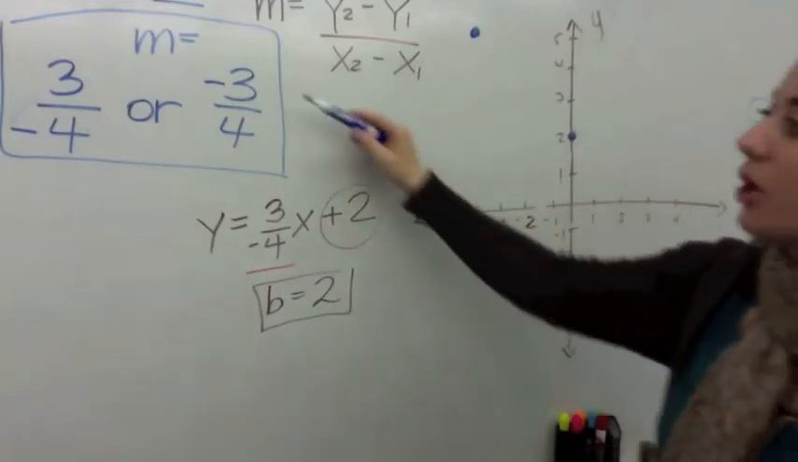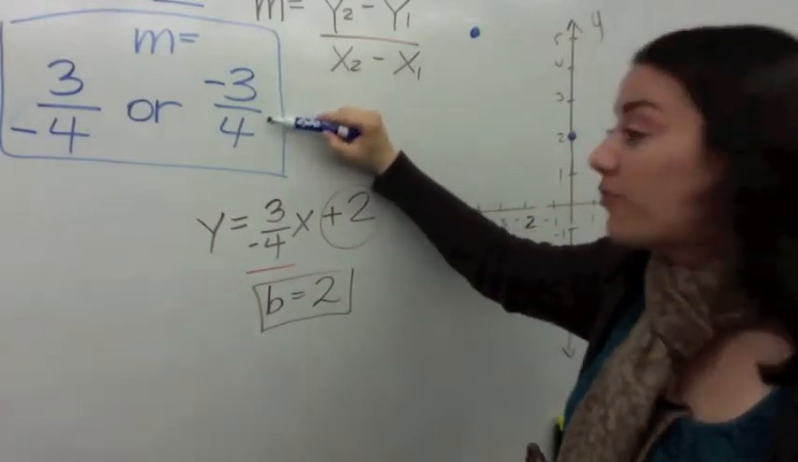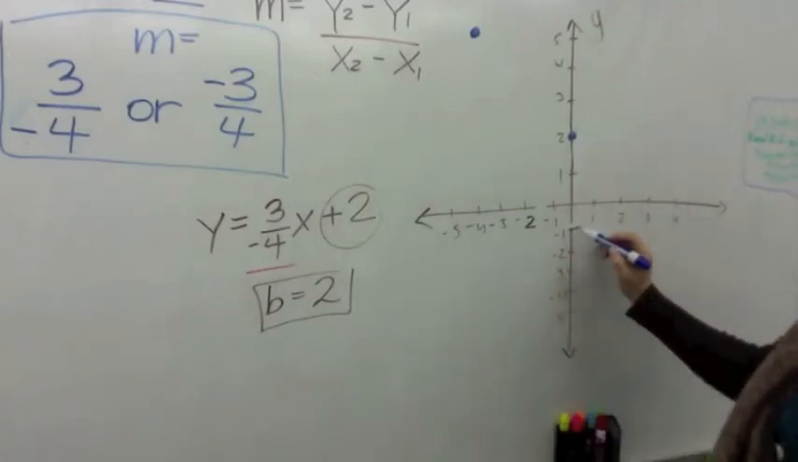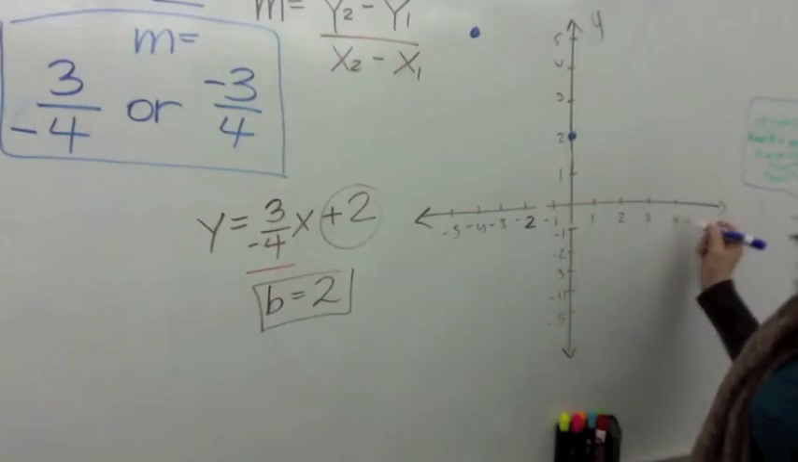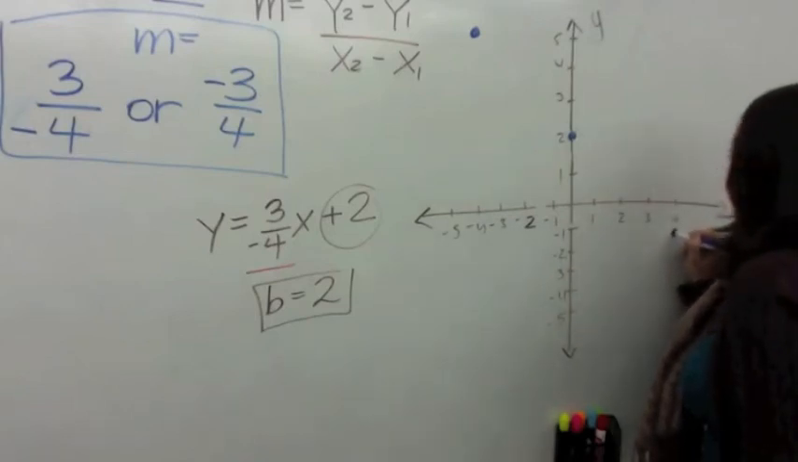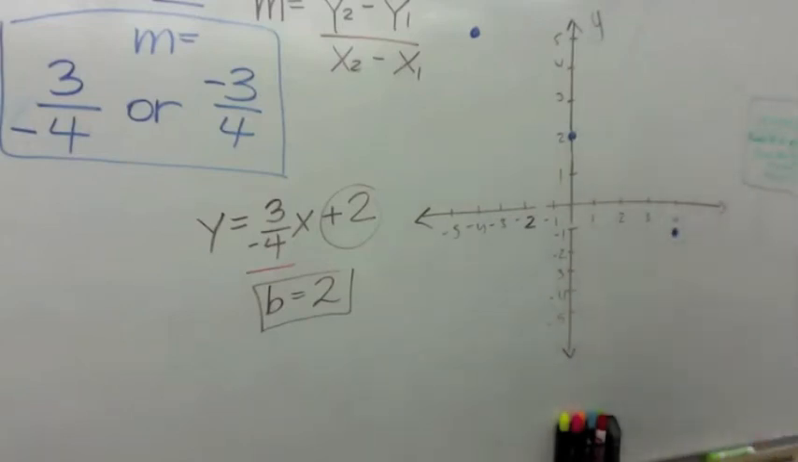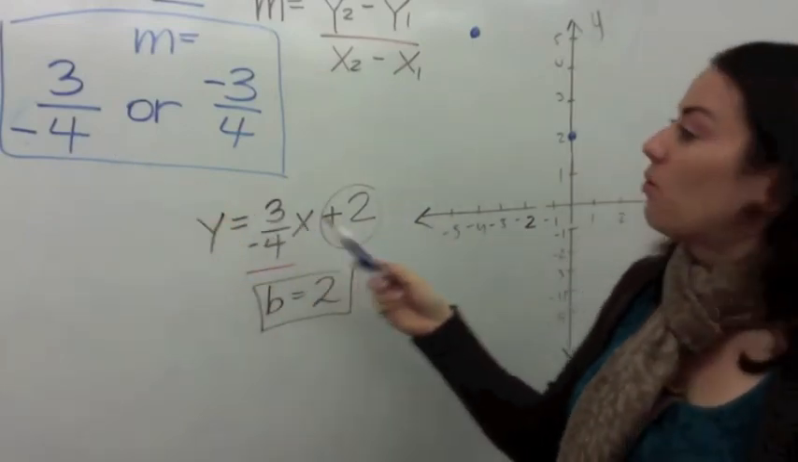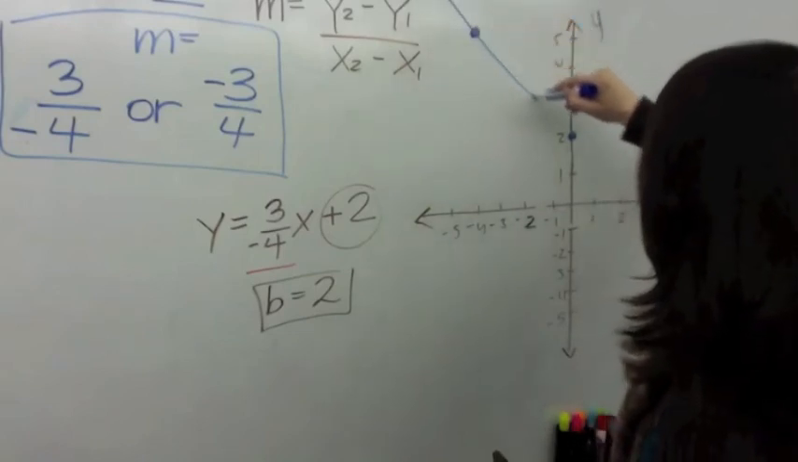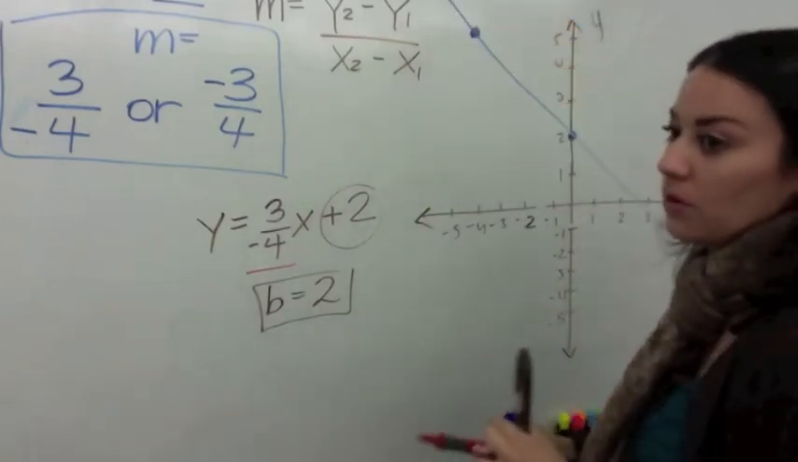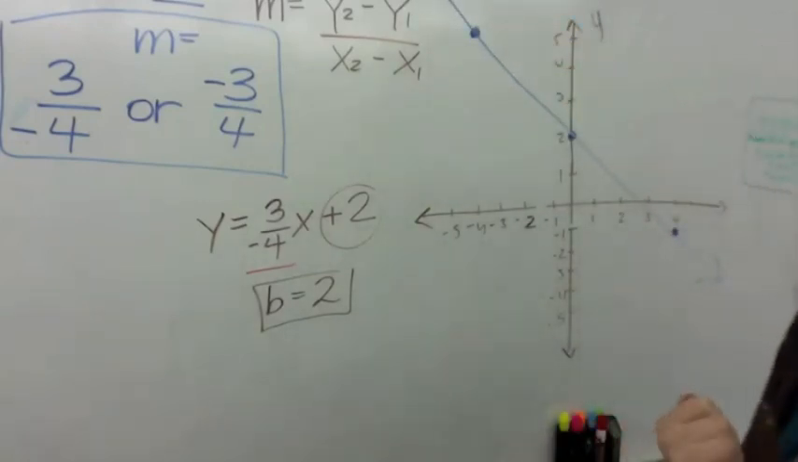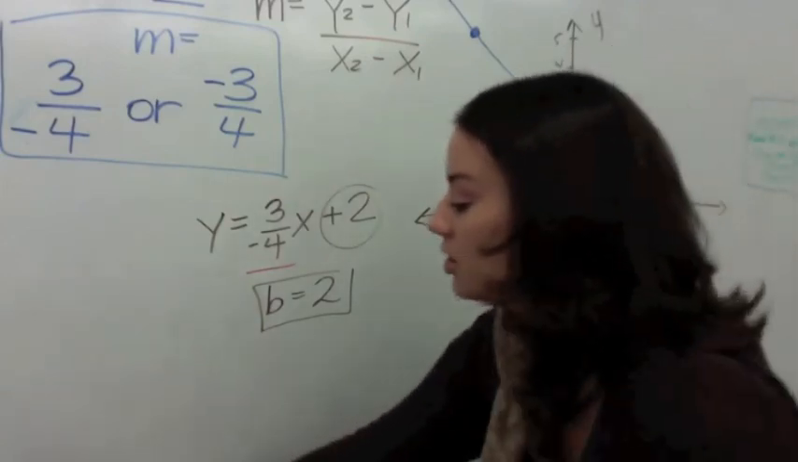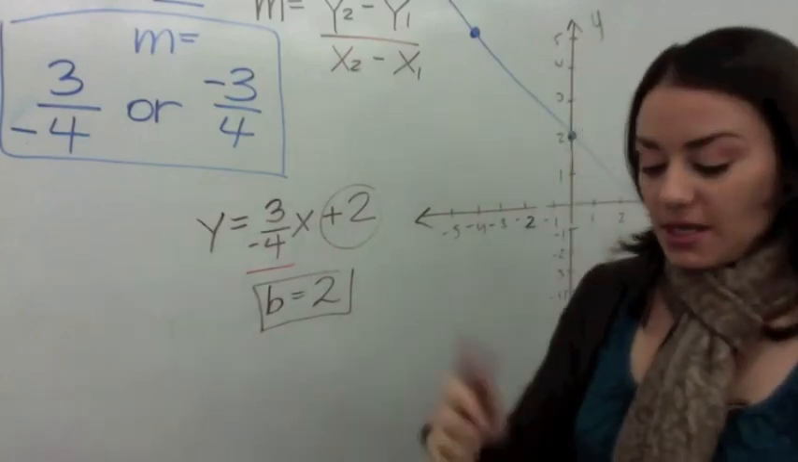Okay? Or we're going to go down 3 and over 4. So let's go down 3. 1, 2, 3. And over 4. 1, 2, 3, 4. Okay, so that should be at 4, negative 1. You all have those points? Beautiful. And because this is negative slope, right, negative 3/4, the line is going down. Okay? And that is how you graph a linear equation and write a linear equation when given 2 points. See you Monday.